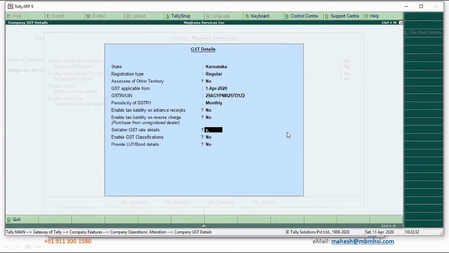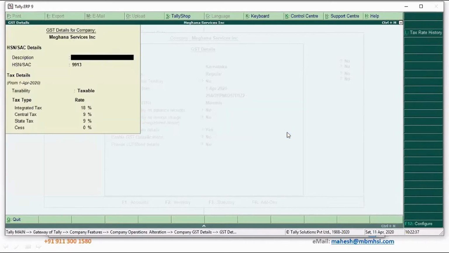So I could just go and set up this GST details, and I could specify under what SAC code, that is, standard accounting code, that we fall into, and what is the taxable percentage of GST. Generally, let me tell you, all the services are at 18% GST.